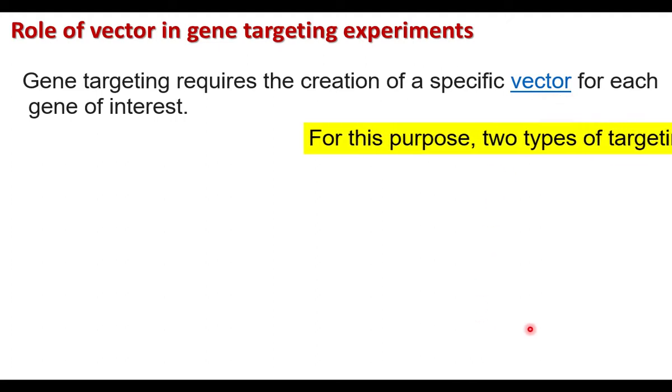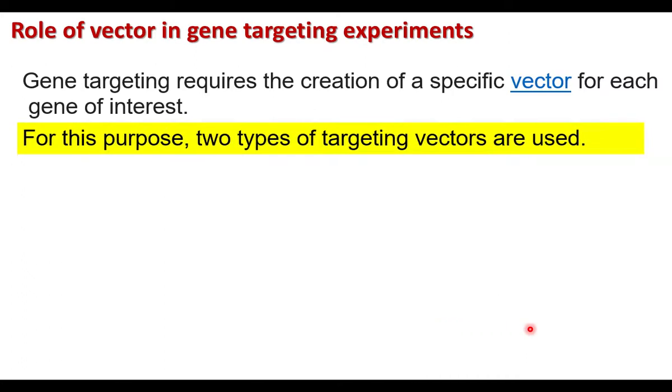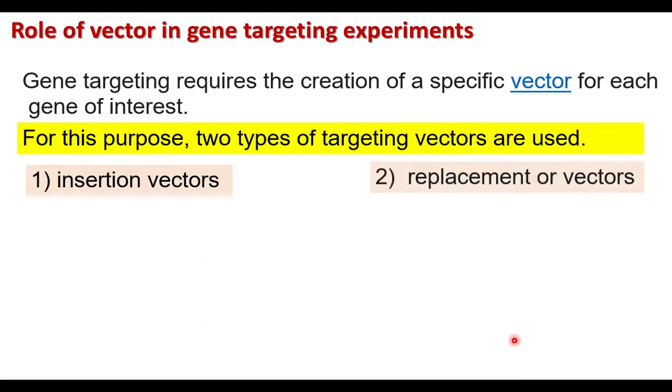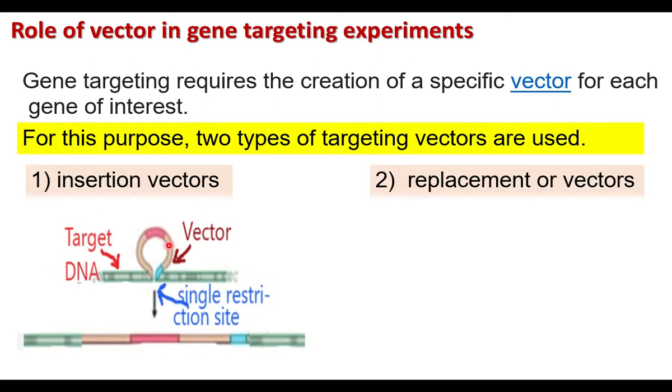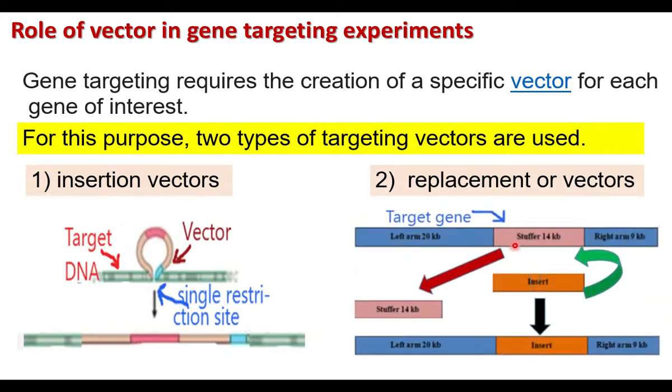For this purpose, two types of targeting vectors are used. One is insertion vectors. Insertion vectors are completely inserted. Replacement vectors replace a part of the gene. Insertion vectors are completely inserted into the target gene. Replacement vectors replace a part of target gene. So this is insertion vector, it is completely inserted. This is replacement vector, it replaces a particular sequence.